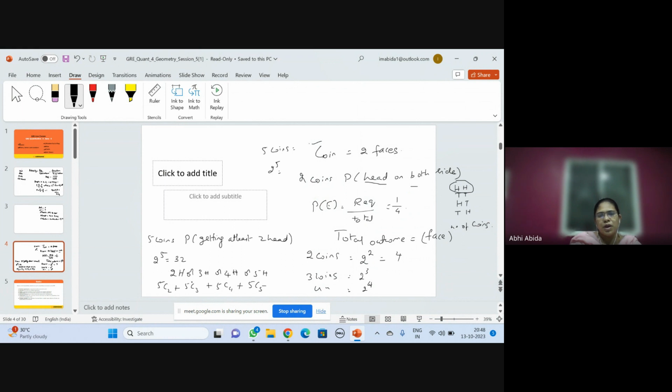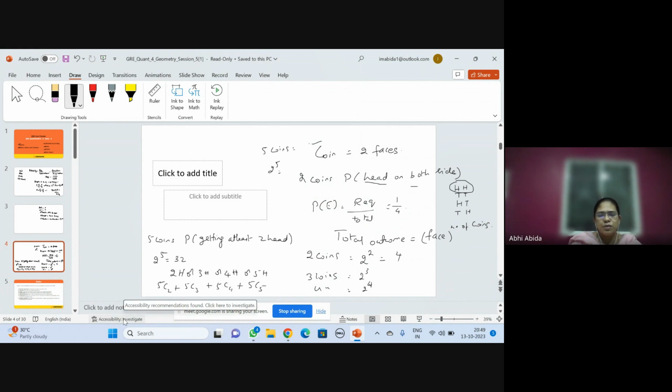For 5C2, I have already given you the NCR formula. By applying the combination part, these are the conditions and places where we will apply combination: where it is not possible to list out the outcomes in this manner, if the number of coins is very large, like 5 coins, 6 coins. So this is a good idea to go with.